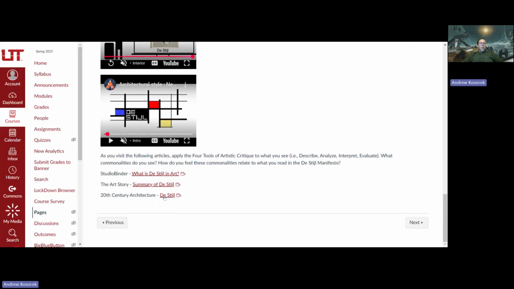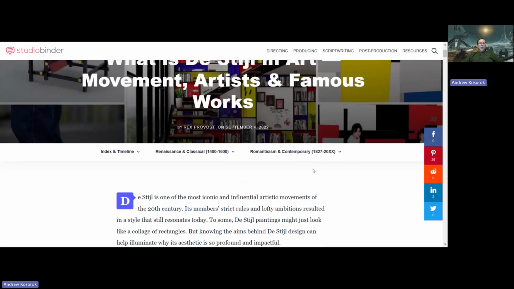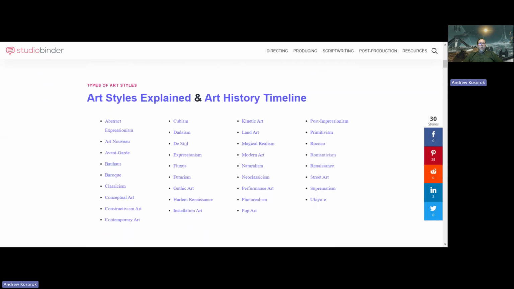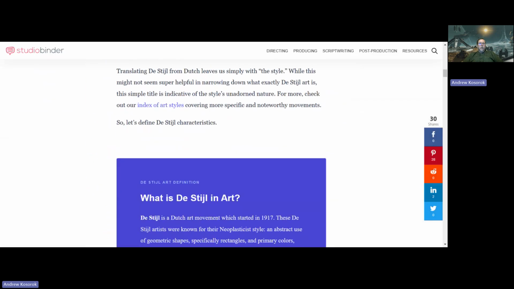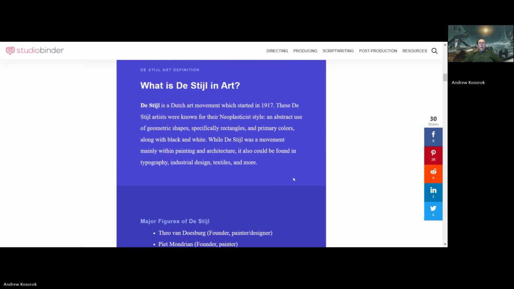I definitely look up these articles, and I think these are really worthwhile to look at. This talks about the movement, artists, and famous works. I think this is a really worthwhile article. And again, de Stijl is Dutch for "the style."